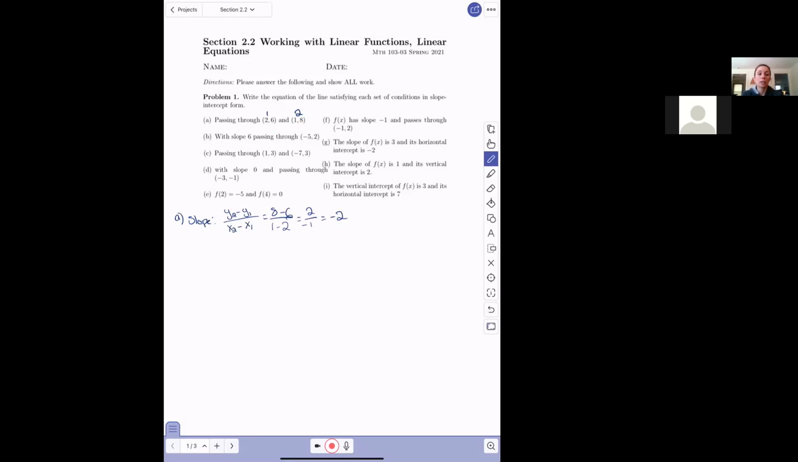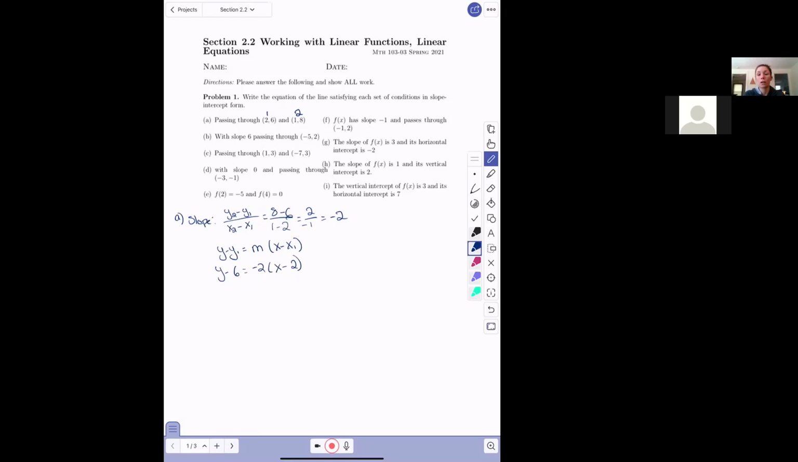Next, although our answer needs to be in slope-intercept form, I'm going to go ahead and write point-slope form first. Point-slope form is y minus y1 equals m times x minus x1. You just choose one point, plug it in for x1 and y1, and m is our slope. So we have y minus 6 equals -2 times x minus 2.